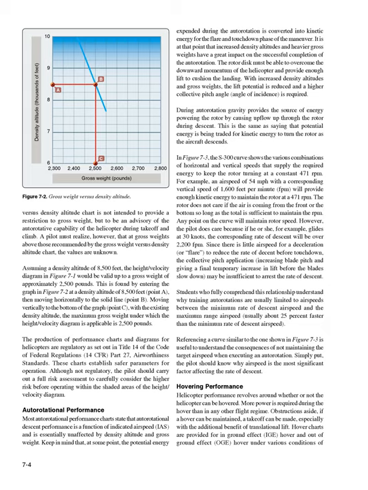Referencing a curve similar to the one shown in Figure 7.3 is useful to understand the consequences of not maintaining the target airspeed when executing an autorotation. Simply put, the pilot should know why airspeed is the most significant factor affecting the rate of descent.